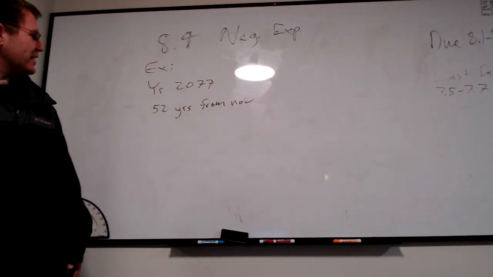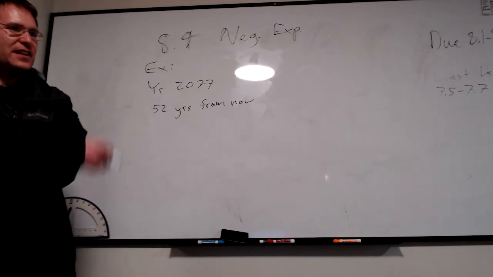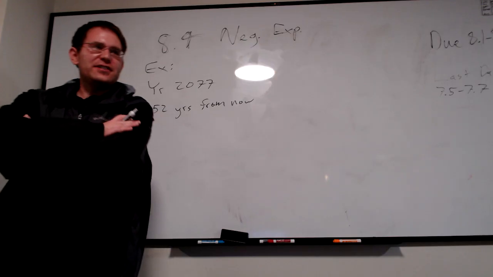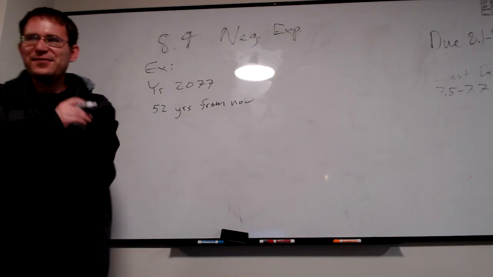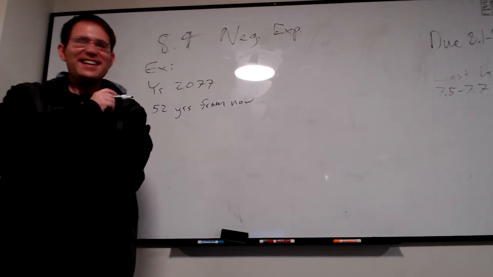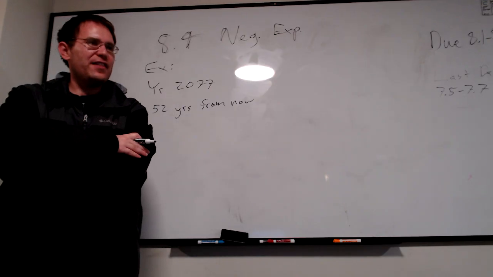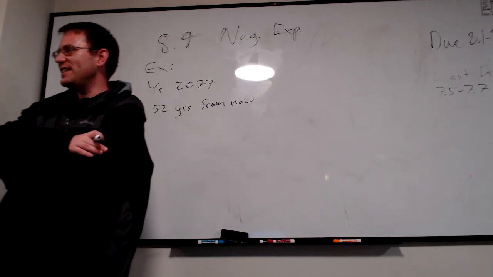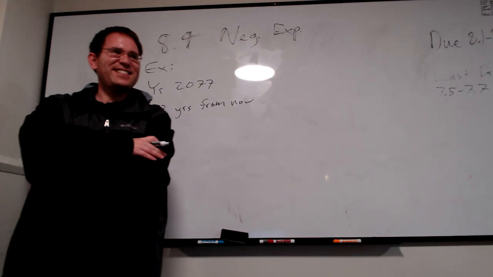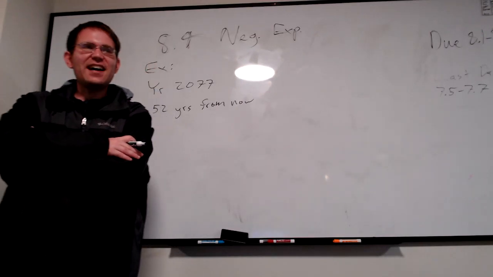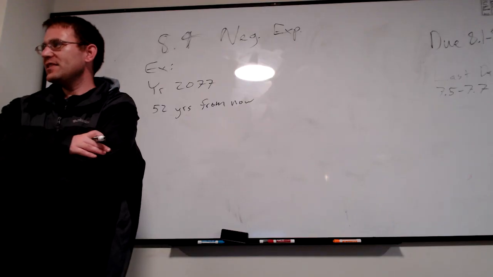So 52 years from now, let's imagine that a person, we'll call her Sophia, which is the Greek word for wisdom. So Sophia invested money into a Roth IRA. Does anyone know what a Roth IRA is? No. Yes, right. So the IRA stands for individual retirement account.